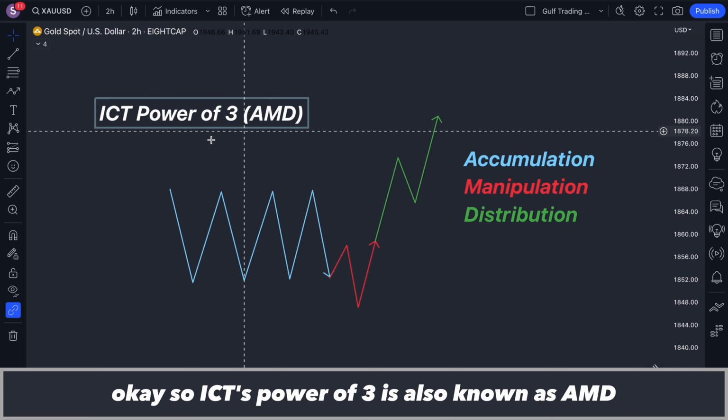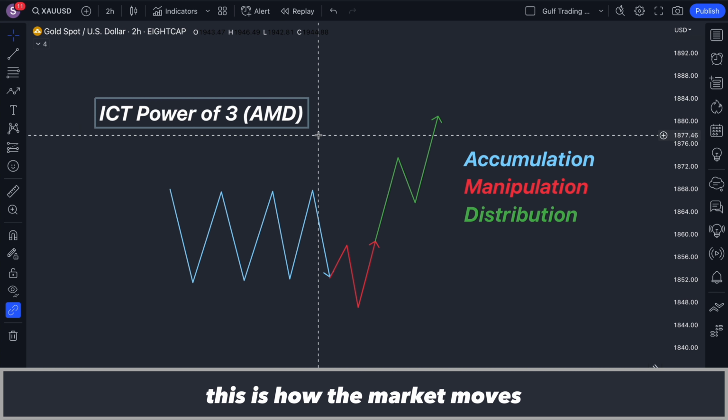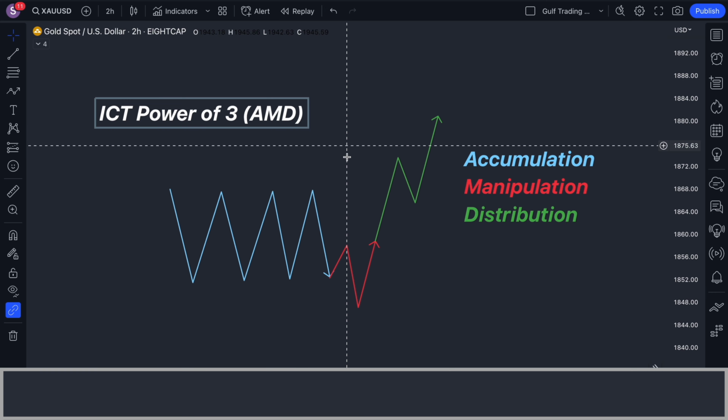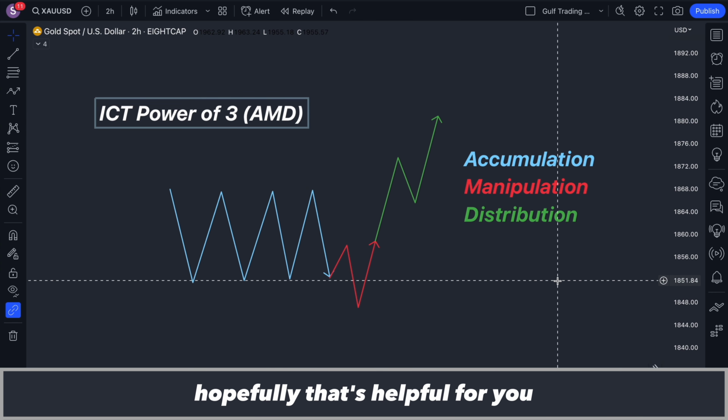Okay, so ICT's power of 3 is also known as AMD, which stands for Accumulation, Manipulation, Distribution, and it is based on the theory that this is how the market moves. You get your accumulation phase, then your manipulation phase, and then your distribution phase. So you can see that here, I've color-coded it, hopefully that's helpful for you.